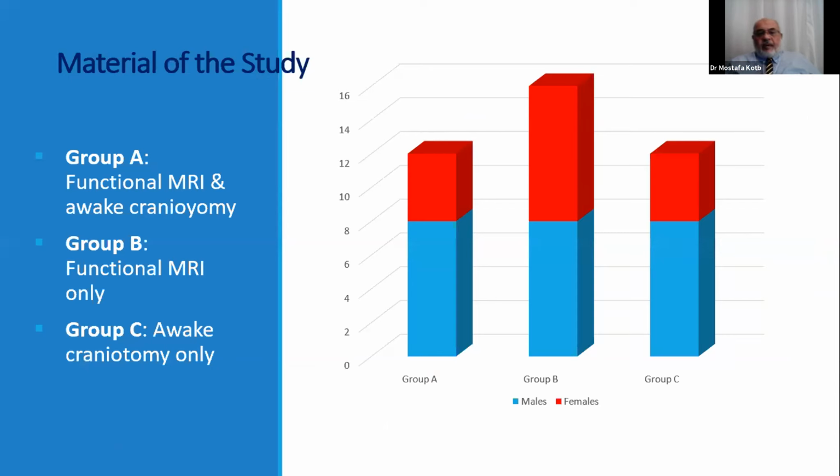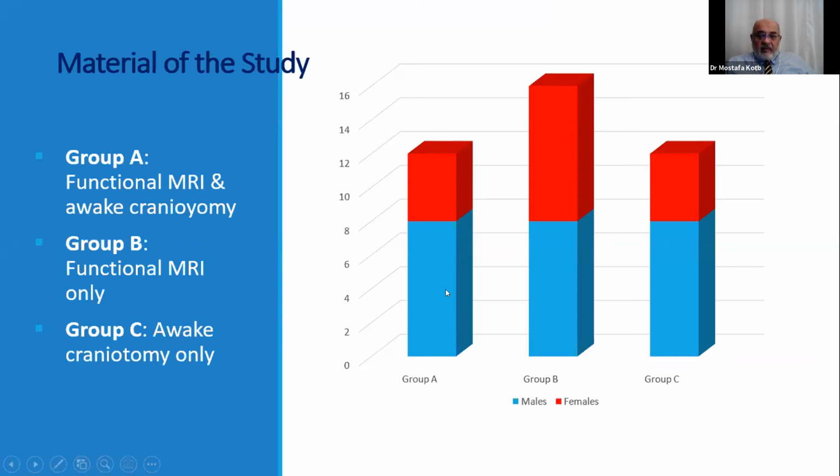We have operated upon 40-something patients using these techniques. We grouped them into 3 groups. In group 1, we did both functional preoperative MRI and awake craniotomy. In the second group, we did only functional MRI and did the surgery under general anesthesia. And in group 3 or group C, we did only awake craniotomy without doing functional MRI preoperatively.